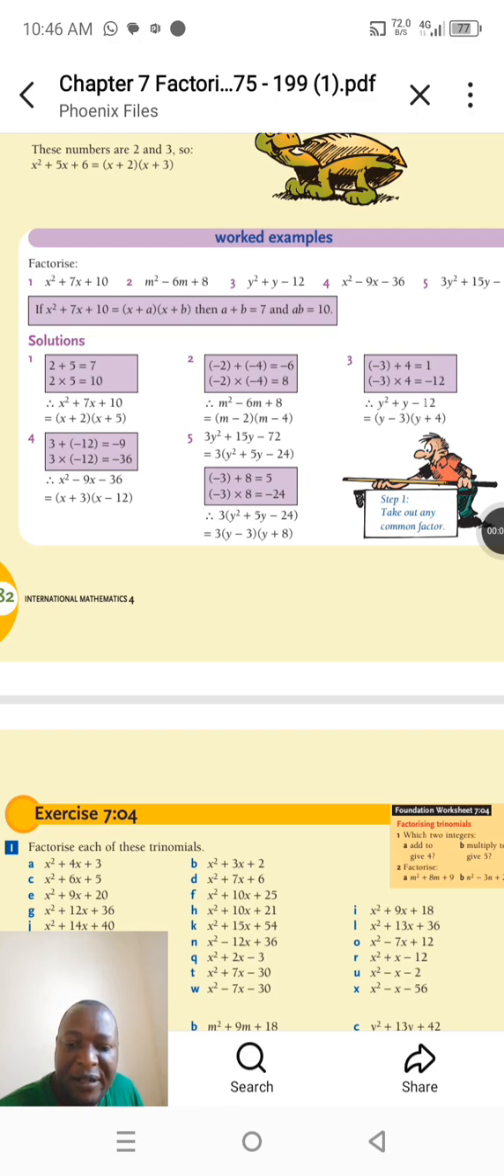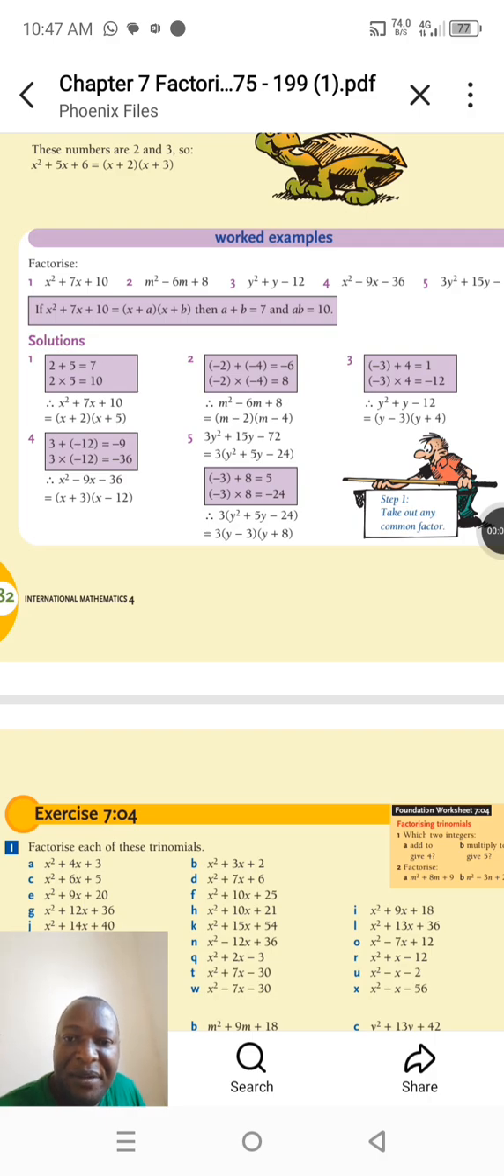So for us to be able to factorize such an expression, we have gotten the numbers as 2 and 5. So we write x plus 2 into x plus 5. We are just using the numbers that we have just gotten.